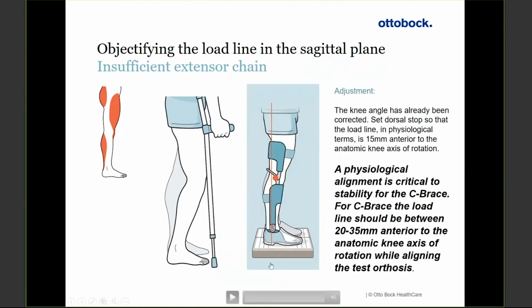And so what we have to do is try to find a position where they're more in stability, where we adjust the ankle joint, and maybe we won't have this break. So we'll go to the next one.